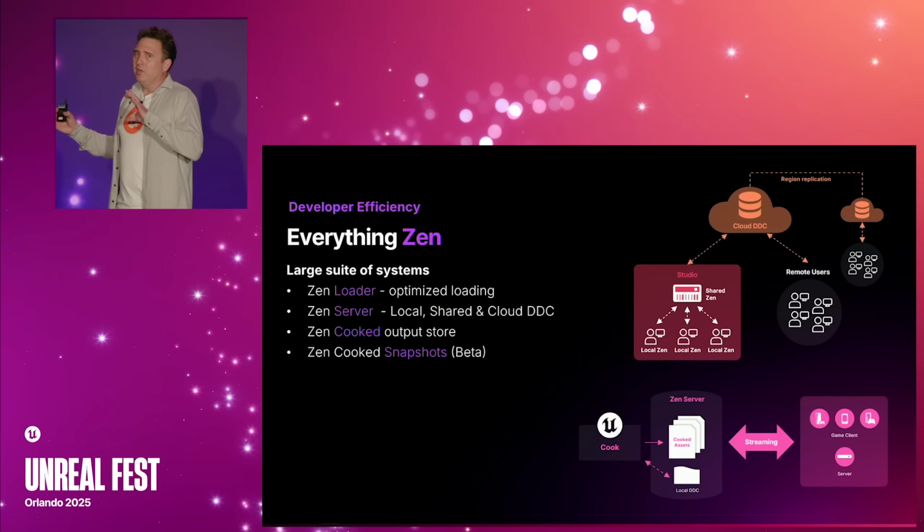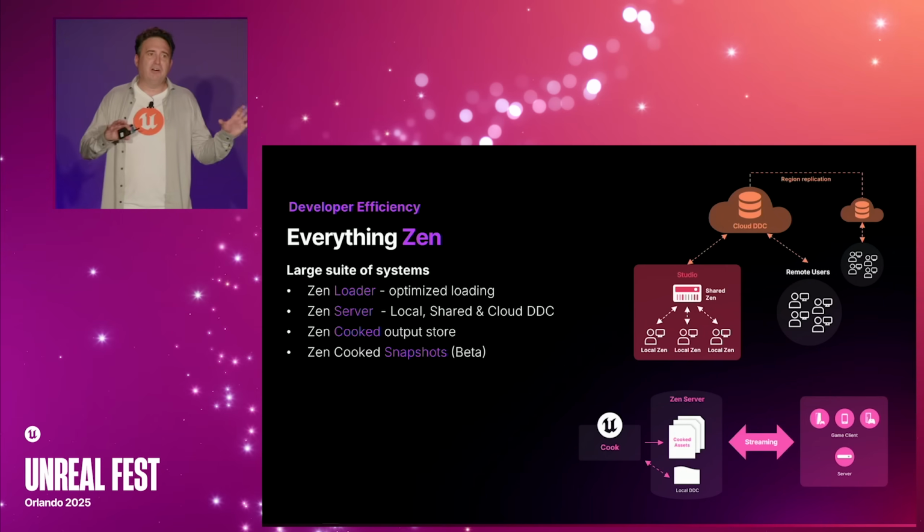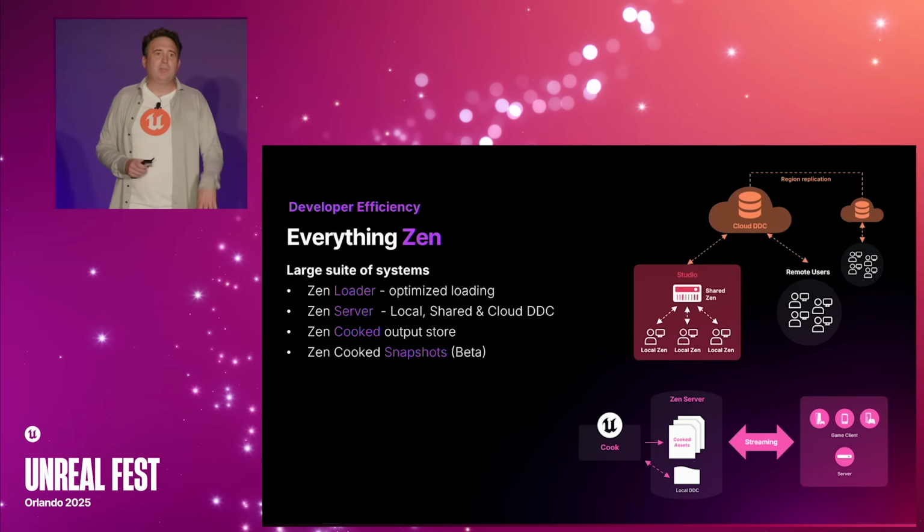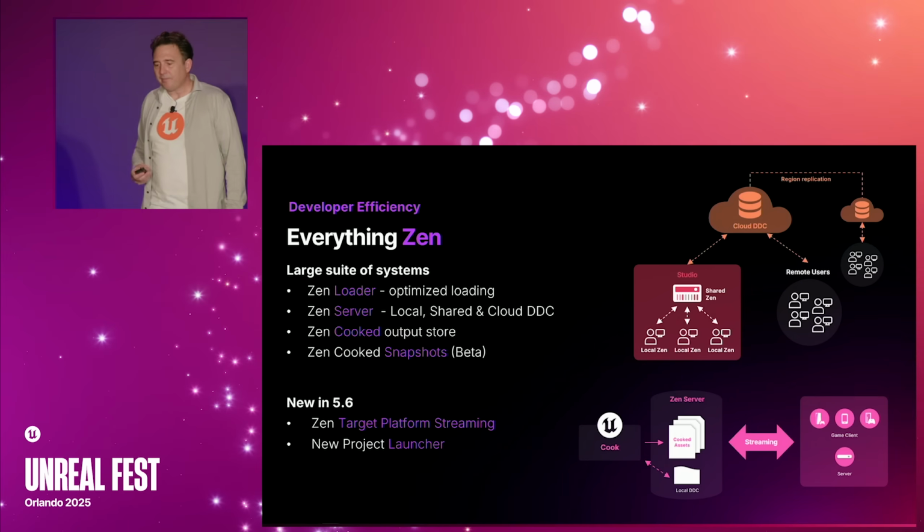So yeah, the Zen cooked output store is actually using that as well, right? So you're cooking things, you're maybe cooking it over multiple processes, etc. Don't store it into the file system directly, but store it into Zen, and then the next thing that needs it can read it out of memory again, right? So it's much faster. The cooked snapshots is basically being able to synchronize cooked stuff between machines, right? Between build machines and dev machines and all that. In a delta transfer, which also makes that a lot faster.